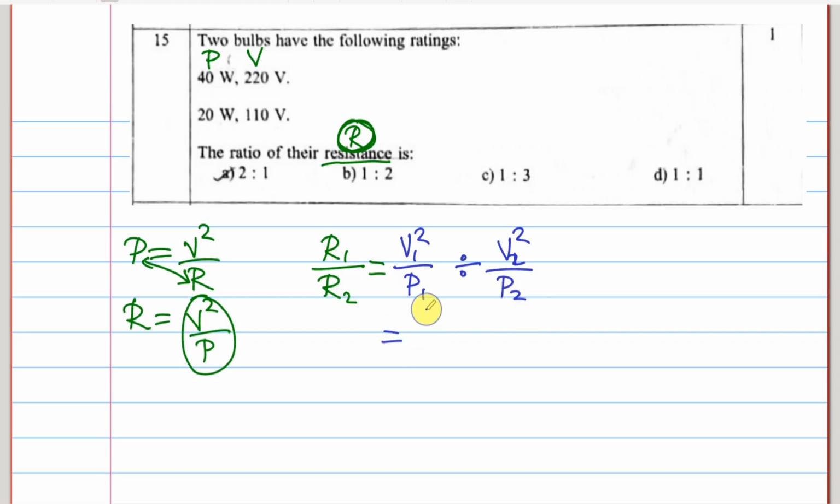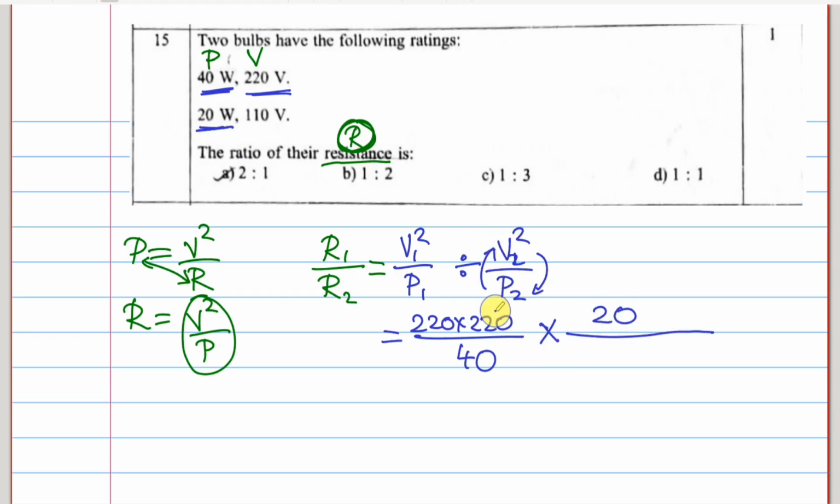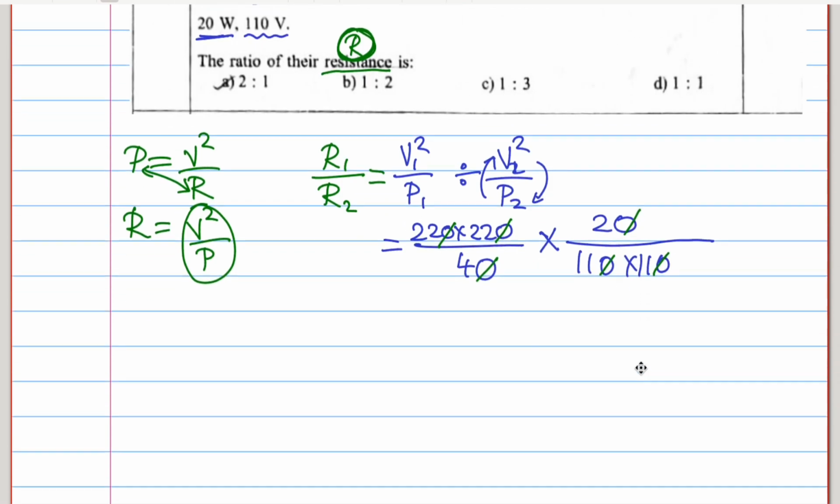Let us substitute the values. V1 is 220, so 220 into 220 divided by P1. P1 is 40. Division can be converted into multiplication by reciprocating the second fraction, so P2 comes to the numerator. P2 is 20, with V2 squared in the denominator. V2 is 110, so 110 squared in the denominator. When we simplify, we can cancel out the zeros. We have 3 zeros in the numerator and 3 zeros in the denominator, so those can be cancelled out.